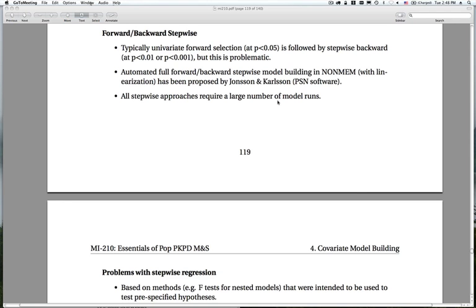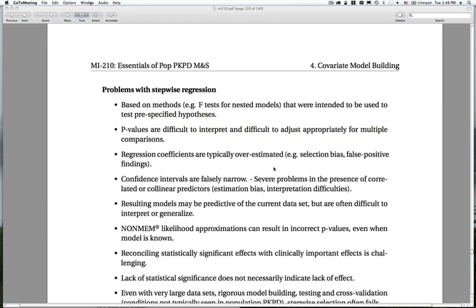This can be automated, and has been. I think it's still there in the PSN software, as well as other tools, and it requires a large number of model runs. The problem, though, with this approach, well, there are multiple problems with stepwise regression, but particularly in the case where data reduction steps are not performed, it really leads to difficulty in the interpretation. So let's talk about some of those problems.